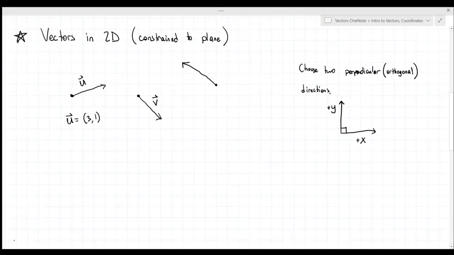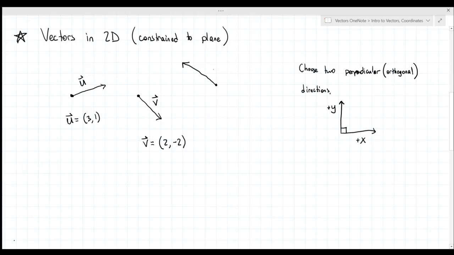Whereas for this vector, which I'll call v, it goes to the right 2 units. So its x component would be positive 2. But then it also goes down 2 units as well. So its y component will be negative 2, since it goes down 2 units, down being the negative y direction, okay?